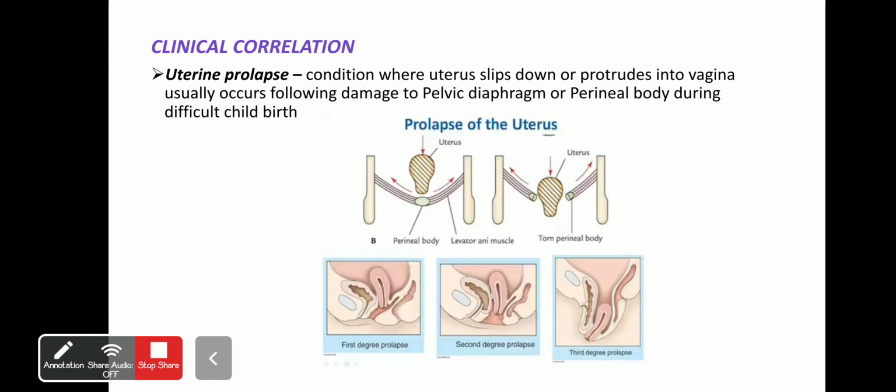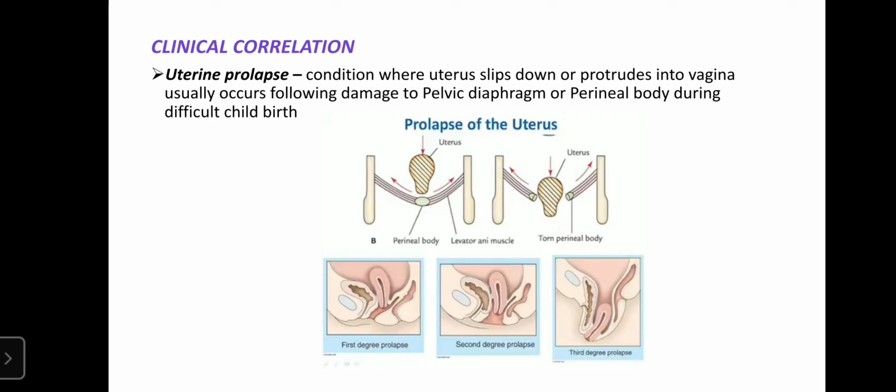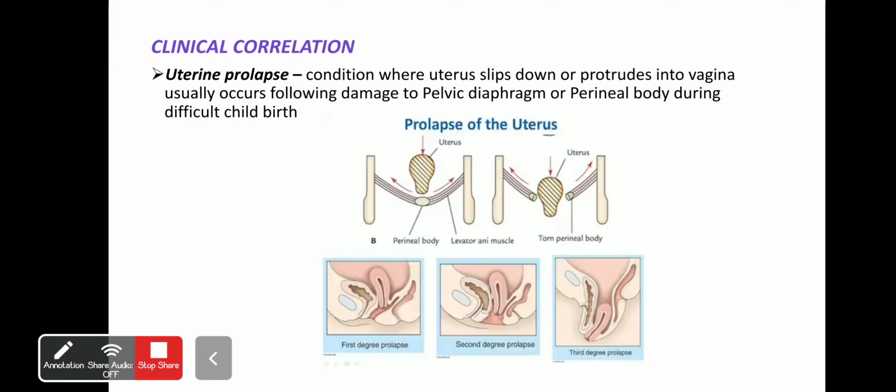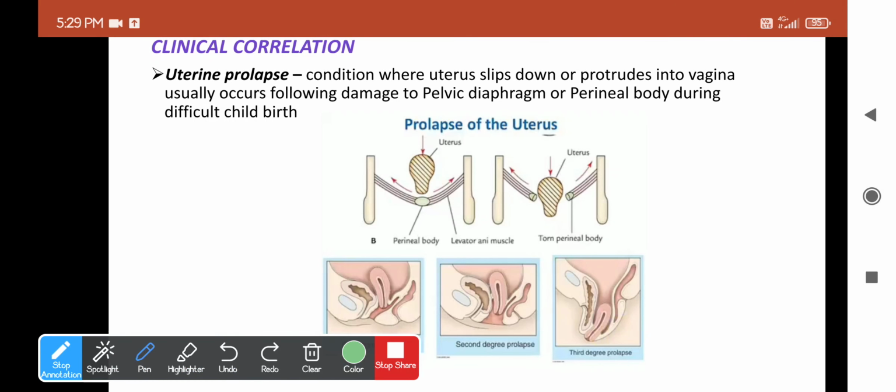Then we will end up with a few of the clinical correlations. First is the uterine prolapse. Uterine prolapse is a condition where the uterus slips down or protrudes into the vagina, and this usually occurs due to damage of the supporting structures, mainly the pelvic diaphragm or the perineal body, and this occurs during difficult childbirth. So if you see here, this is the perineal body and diaphragm, which is quite damaged, okay, during difficult childbirth, and this is resulting in downward displacement of the uterus.